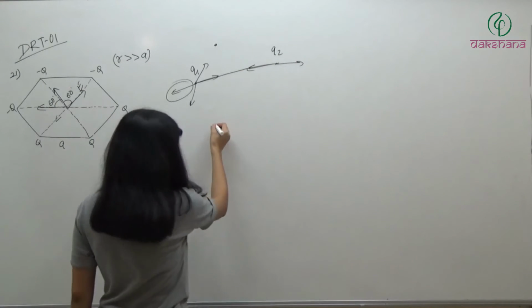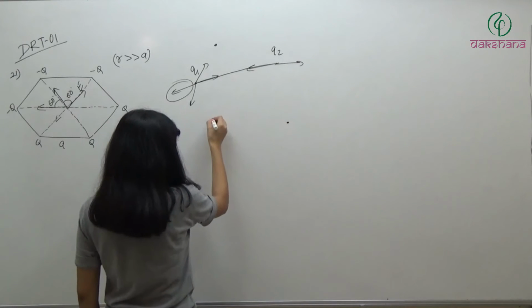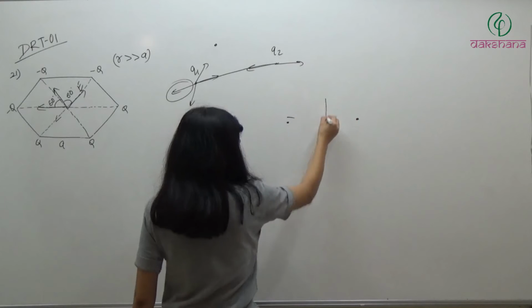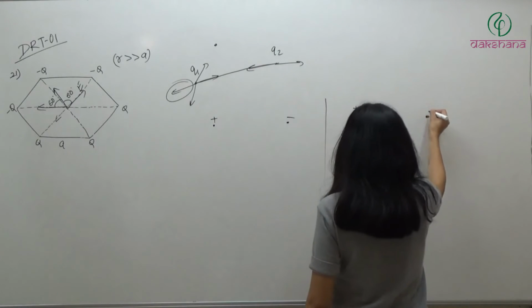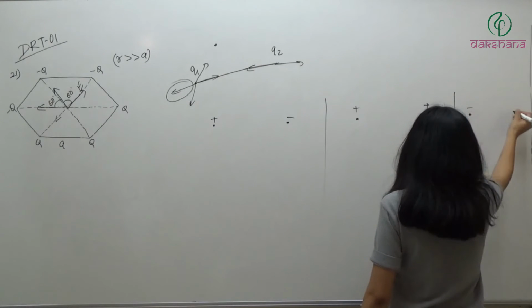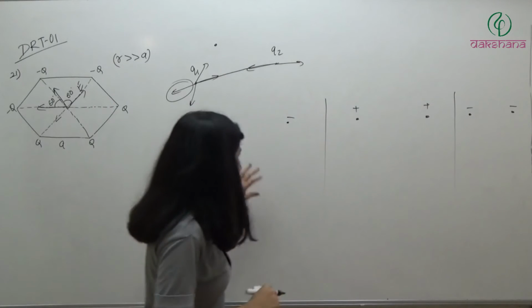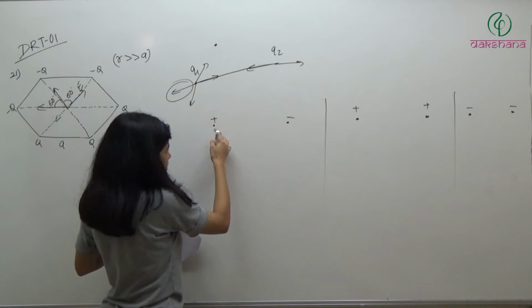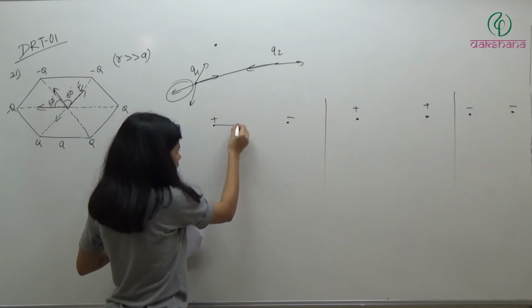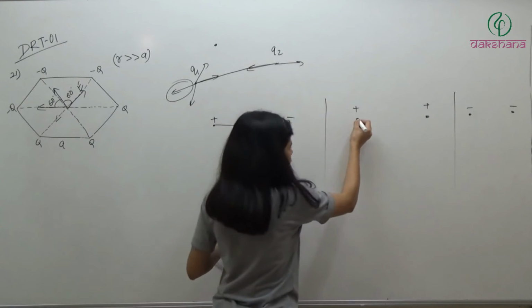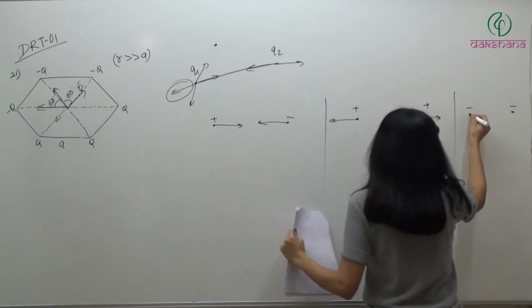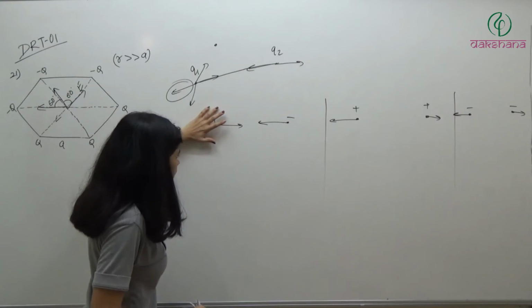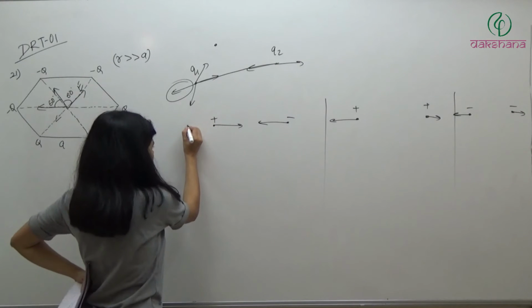Now let's say I am taking Q1 and Q2. Let's say this is positive, this is negative, first case. Second case, this is positive, this is positive. Third case, this is negative, this is negative. Okay? We have taken the condition of the first two charges. Now, if we see on this charge, definitely they are going to attract each other. Here they are going to repel each other. Here they are going to repel each other. Clear?